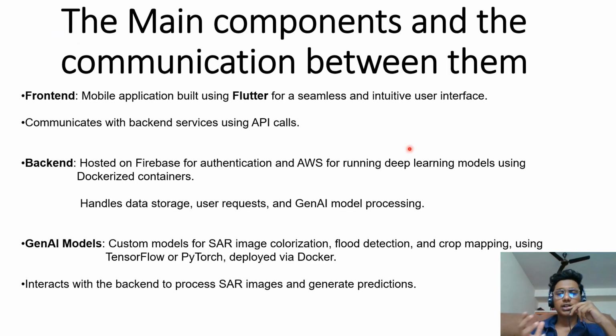So what are the main components in our project? For the front end we're going to use Flutter, obviously, as it is a mobile application. Using APIs such as FastAPI and a Flask server, we're going to connect it to the backend, where we'll have Firebase authentication and a Firebase database. We're going to use Gen AI models for SAR image colorization and crop classification. There are various models such as the VGG16 model, which we're going to use, and also Pix2Pix GAN.